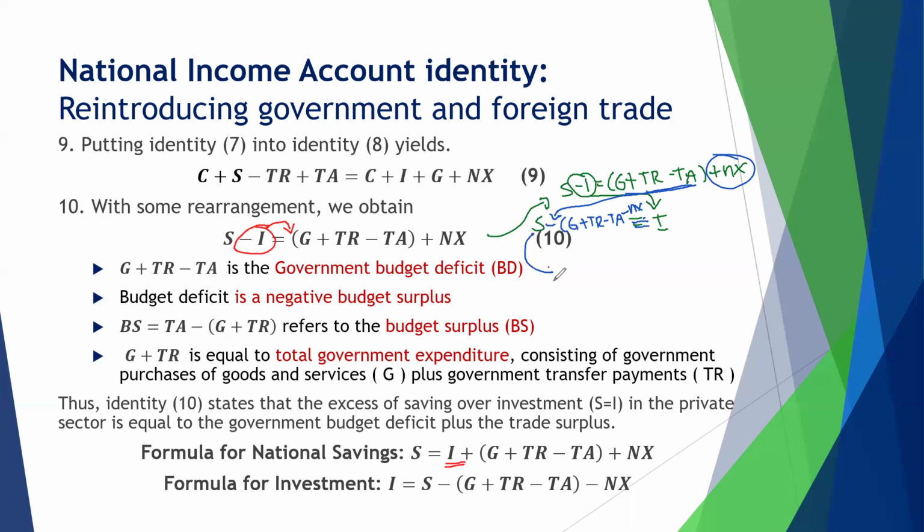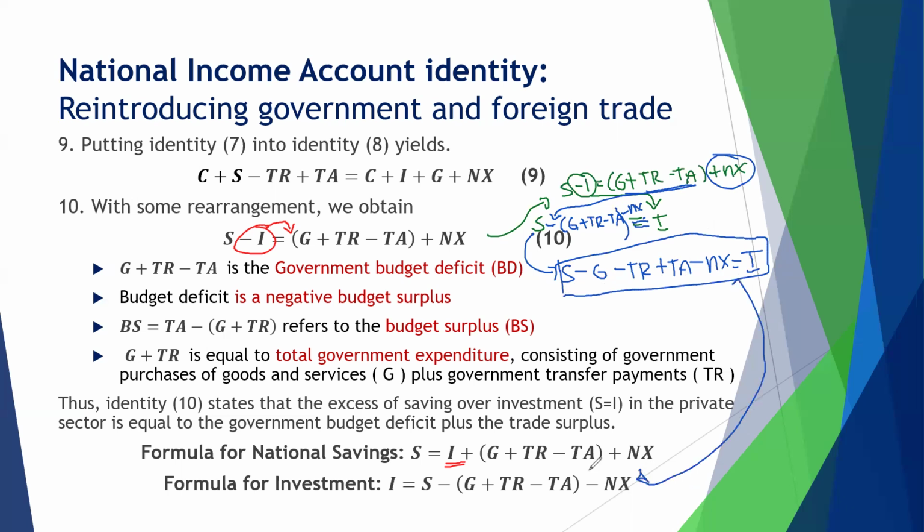So if we're going to have it here, S, negative times positive G, it will become negative G. Negative times positive TR, it will also become negative TR. Negative times negative TA, so it will become positive TA because negative times negative is positive. Then we copy the NX. So this is now the formula for the investment. So I hope all of this are clear.